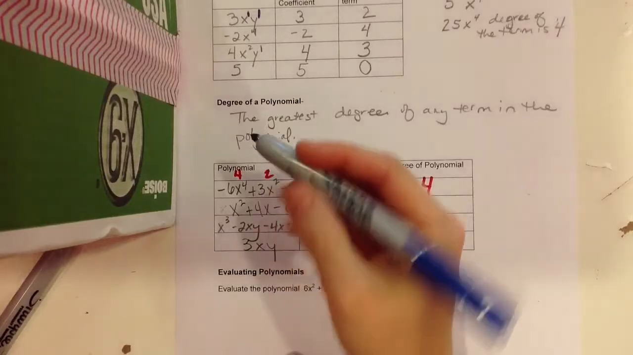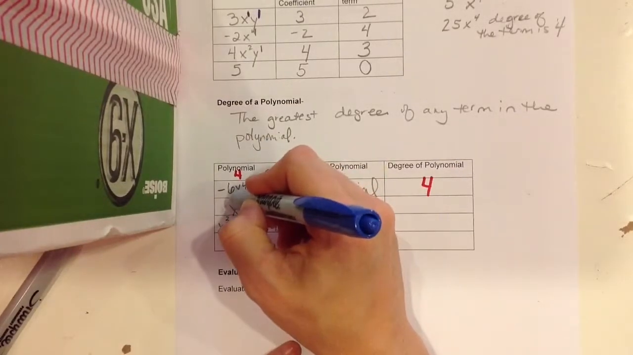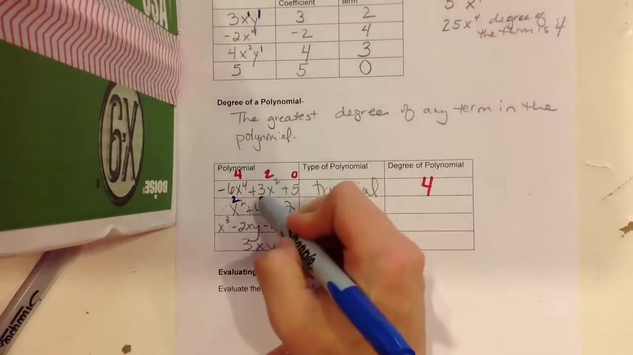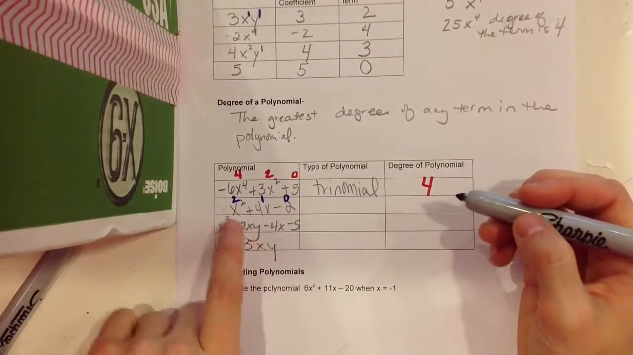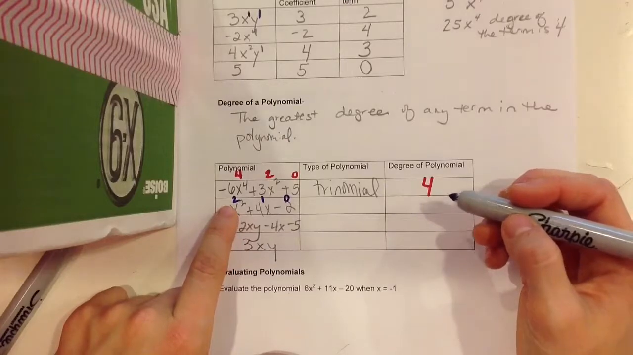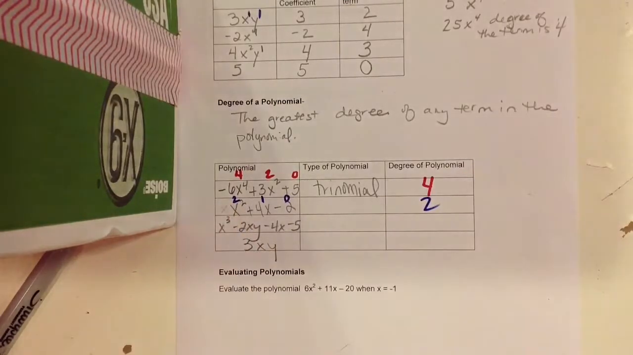Okay? The next one, I'm going to do the same thing. The degree of the first term is 2. The degree of the second term is 1. The degree of the last term is 0. So since the highest degree of the terms is 2, the degree of the polynomial is 2 as well.